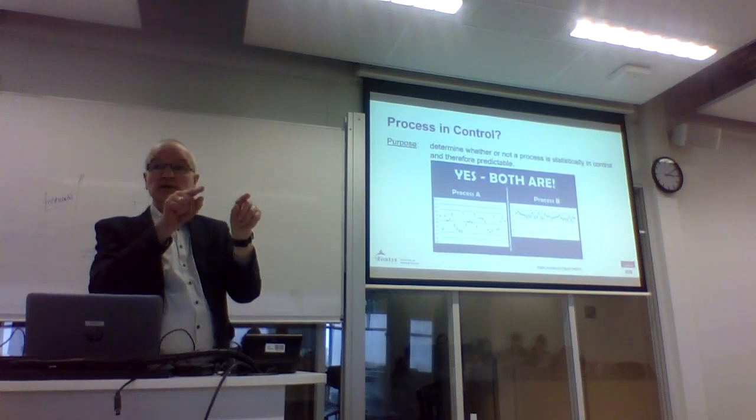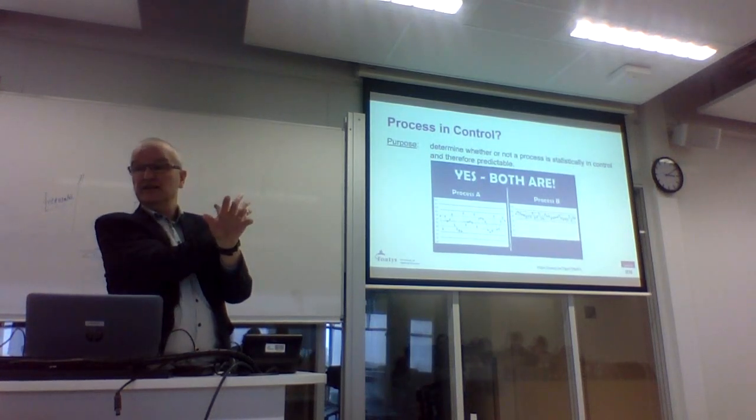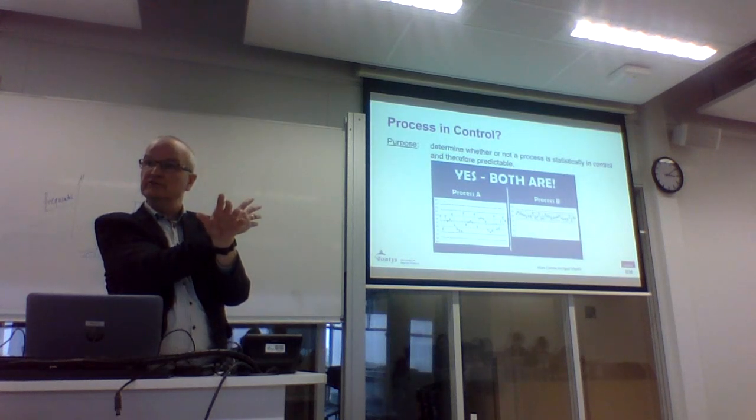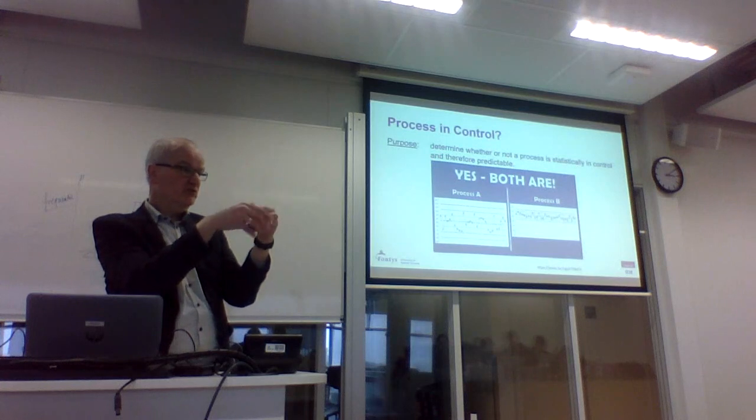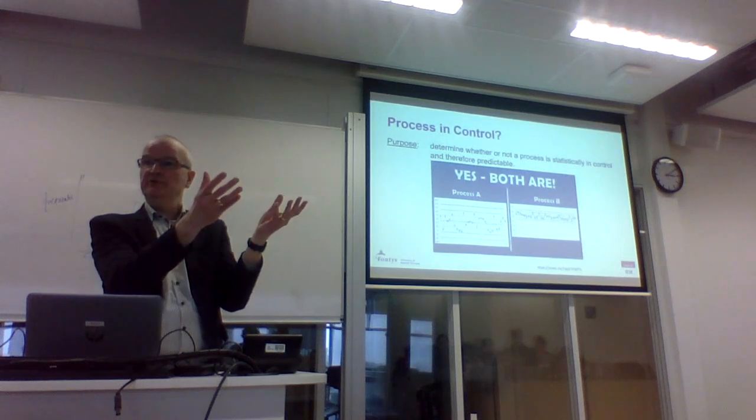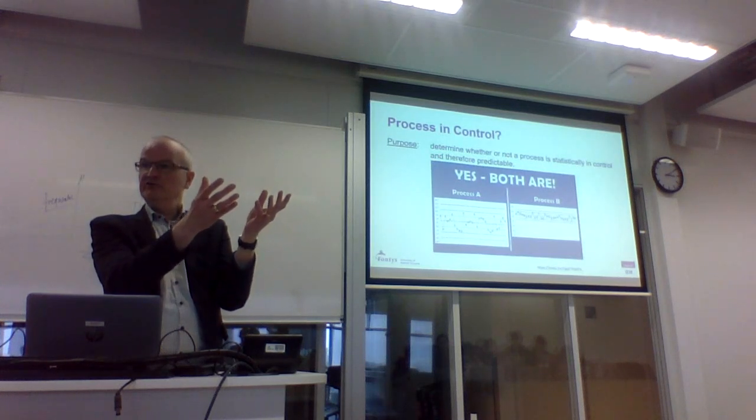It's not connected to what a customer wants. He doesn't discuss what a customer wants, right? He doesn't say specification levels, he says control levels. Is my process showing the normal behavior of this process? That's what process control is about.